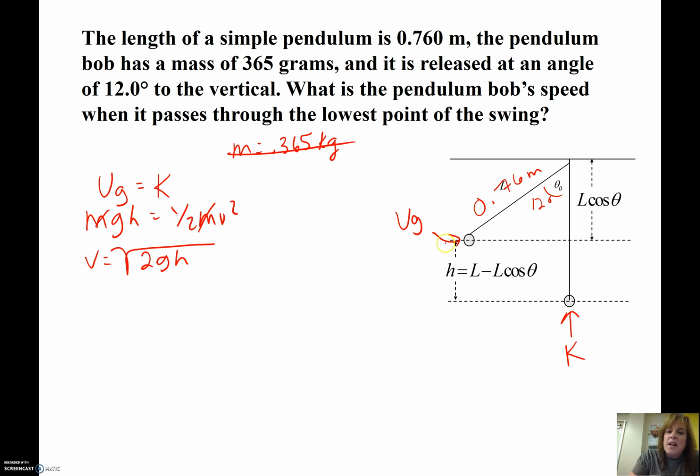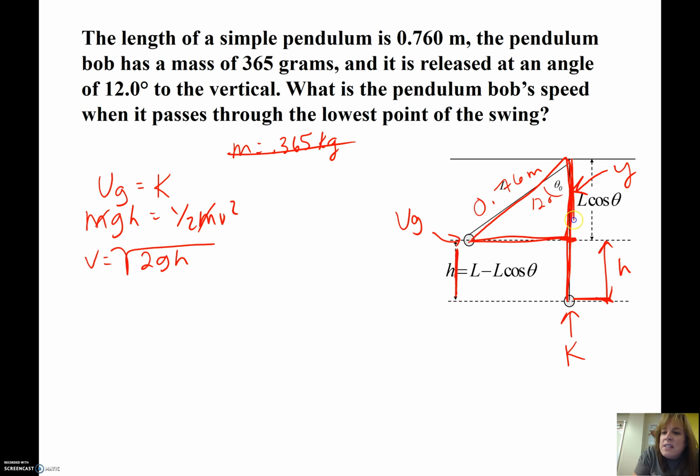Now, I need h, but this is h, and they didn't give me h. They gave me a value for L, the length of the string, and they gave me an angle of 12 degrees. Well, this is L also. This is my 0.76 meters, and this is my h value. So if I make a triangle here, and I find out what this little piece of the triangle is, I'm going to call that y.